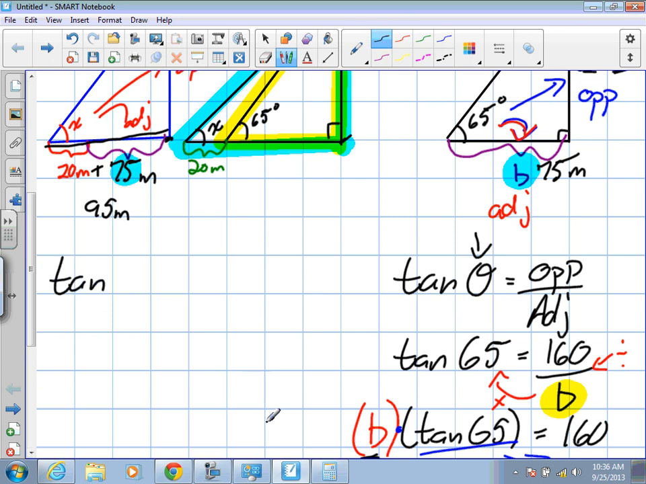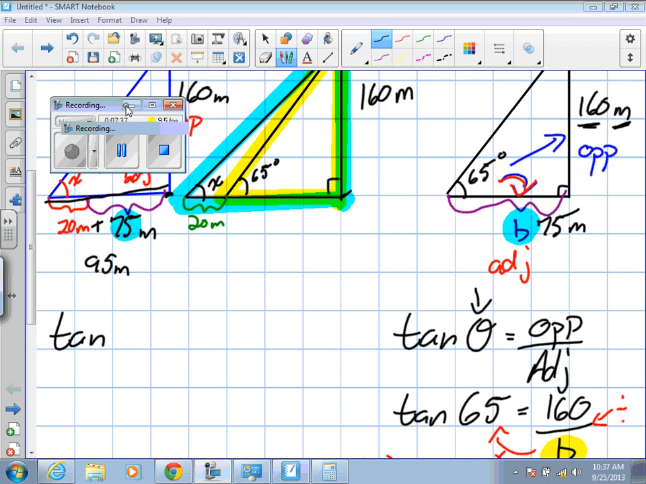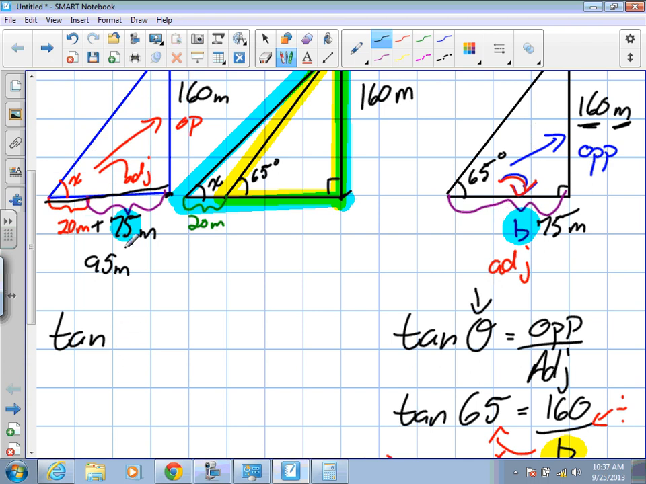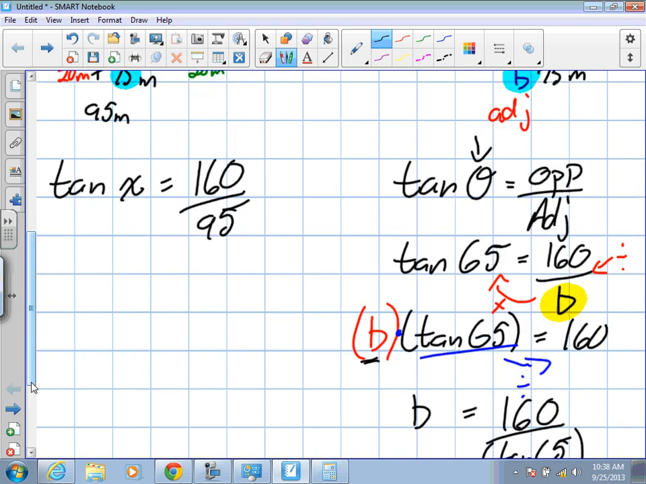So set this up. Tangent, what's our angle? X. We don't know what it is. Is equal to opposite. What's our opposite here? 160 over what's our adjacent? 95 meters. That's what we found from our other question. So now that we have that, I can equate this if I want. I can just figure out what 160 divided by 95 is. And if you want to do it that way, that's fine. I'm going to leave it as a fraction.